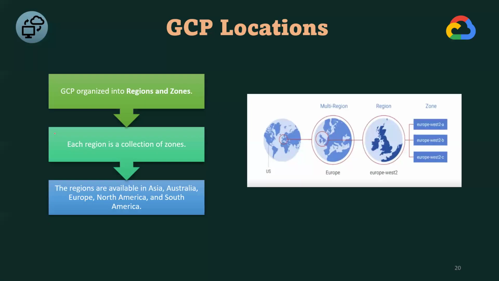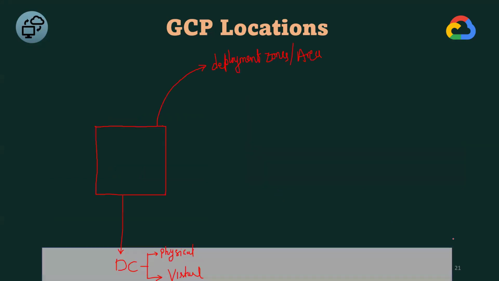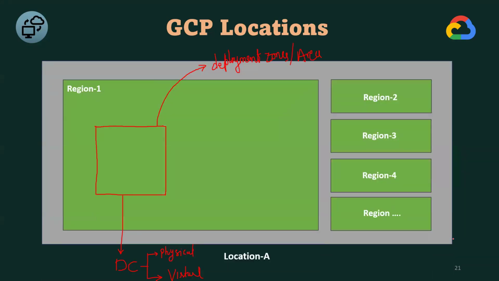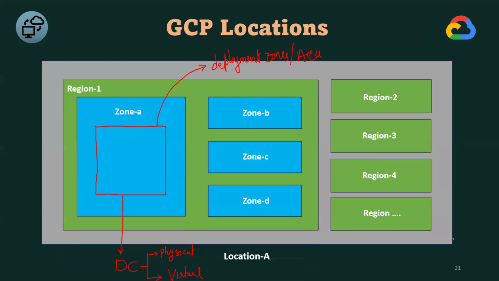Okay, you can see here. If I take one globe, it will have multiple regions. Each region has multiple zones. If I take a single location, it is a collection of regions, which are a collection of zones. Each zone is connected to one more zone via a high bandwidth and low latency network, and each zone will have a data center. Sorry, physical resources and virtual resources will be there in the data center. On top of these resources only, we are going to do the deployments. That is the reason zones are also called a deployment area.